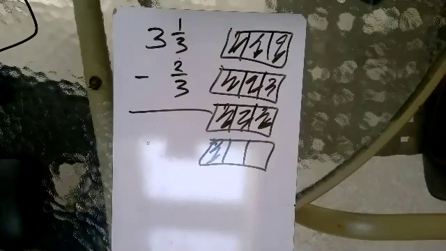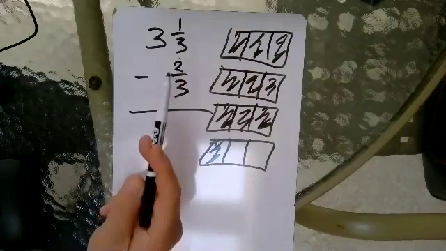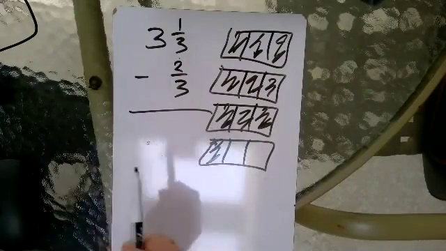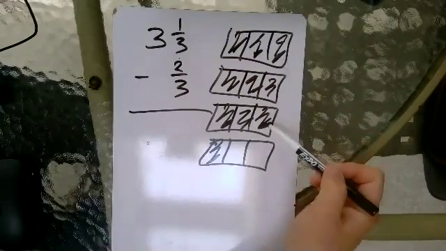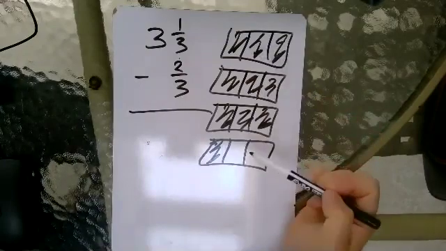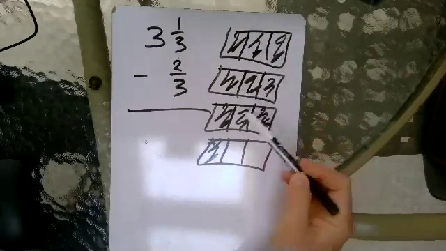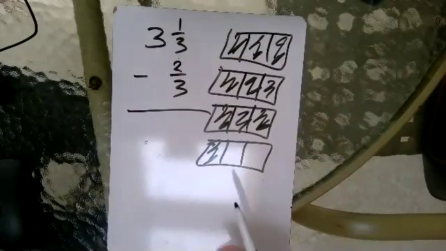All right, to start with our first skill of decomposing a mixed number to subtract, we have this problem: 3 1/3, and we're going to take away 2/3. So we're going to start by modeling that, and we see that we have 3 wholes, 1 whole, 2 wholes, 3 wholes, and they're divided up into 3 parts, which gives us 3/3, 6/3, 9/3, and then we have 1 more third that gives us a total of 10/3.